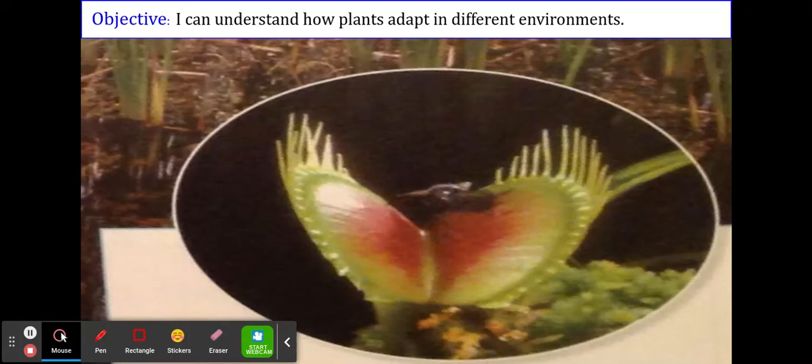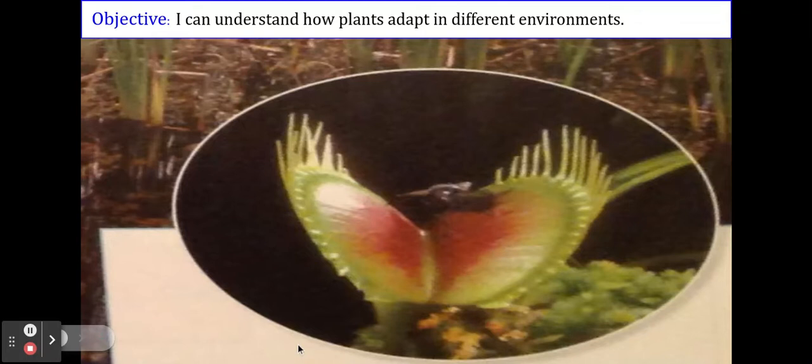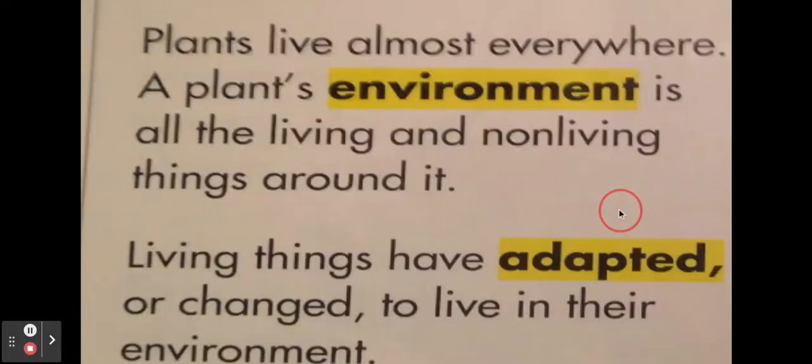Hello, boys and girls. I'm going to talk about some plant adaptations today. I'm very excited about this. Does anyone know the name of this plant we're looking at right now? Cool. So some of us do, some of us don't. We're going to learn about it today.